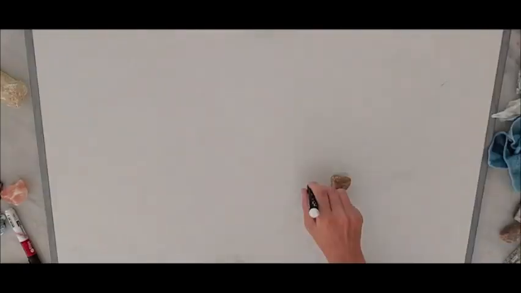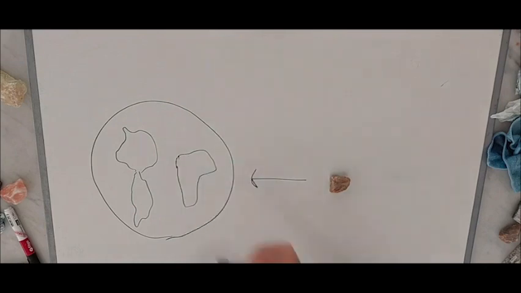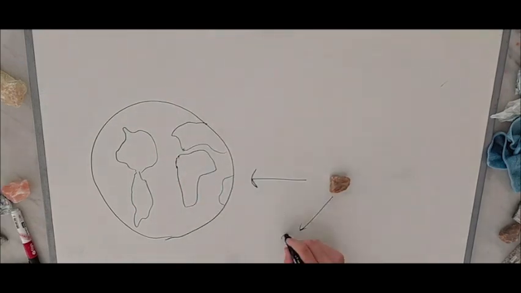Rocks are like the earth's building blocks. Rocks can come in many shapes, sizes, and colors. Some are smooth, while others are irregular. They can be as tiny as an ant or as huge as a dinosaur.